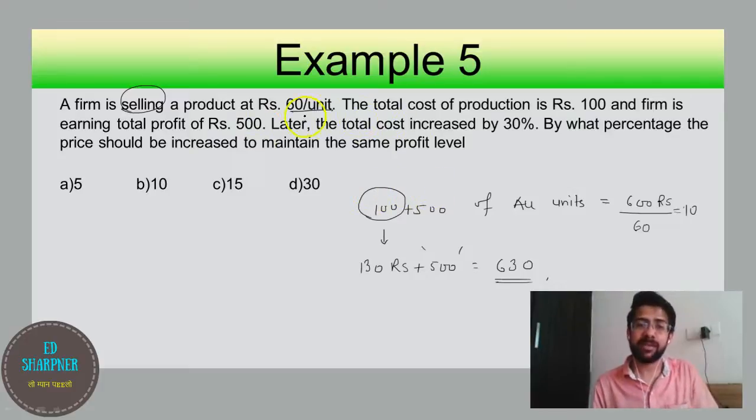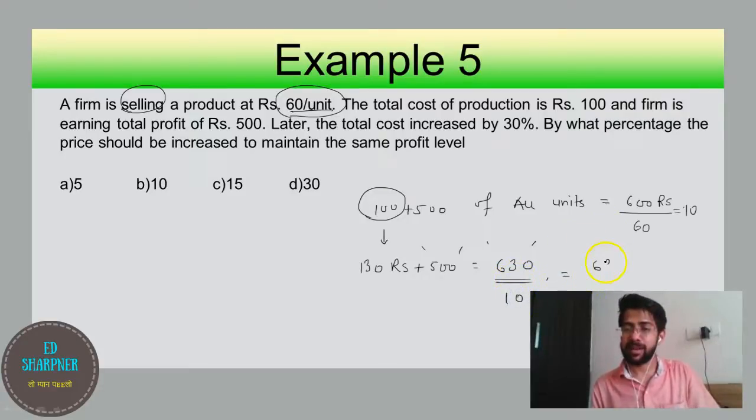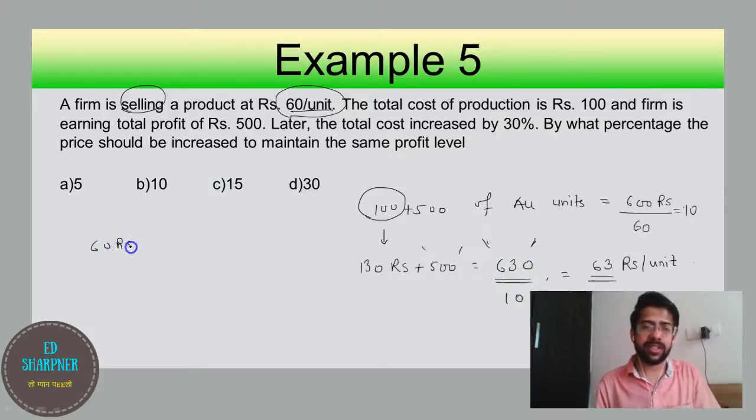Now my selling price was 60 per unit and I now need to increase it so that my new selling price for 10 units is 630 rupees. So the per unit price, which is the new price, comes out to be 63 rupees per unit. Now my selling price has to be 63 rupees per unit so as to make my selling price 630 rupees as required. My original selling price was 60 rupees per unit and my new price is 63 rupees per unit.